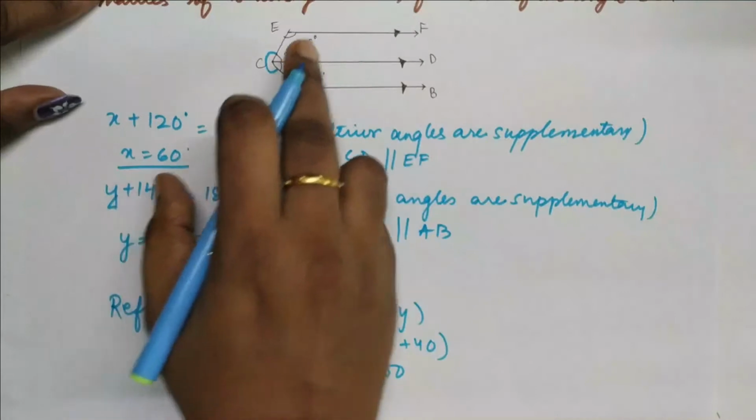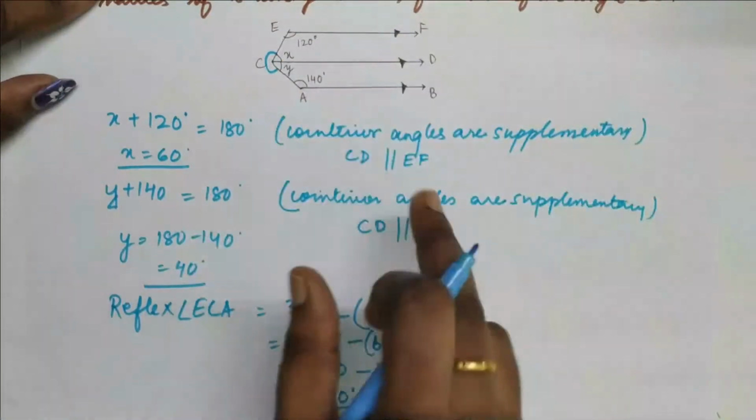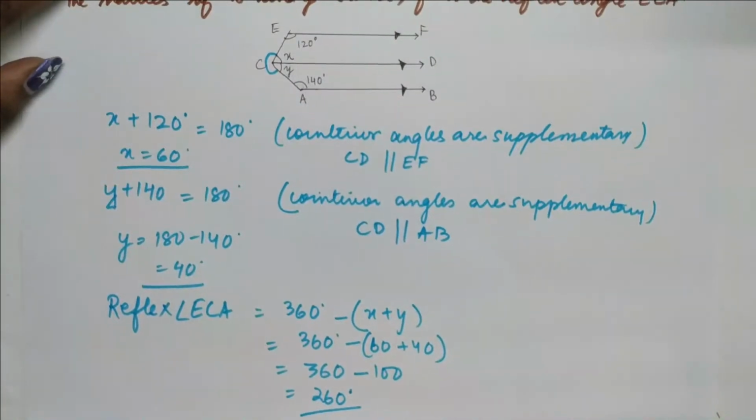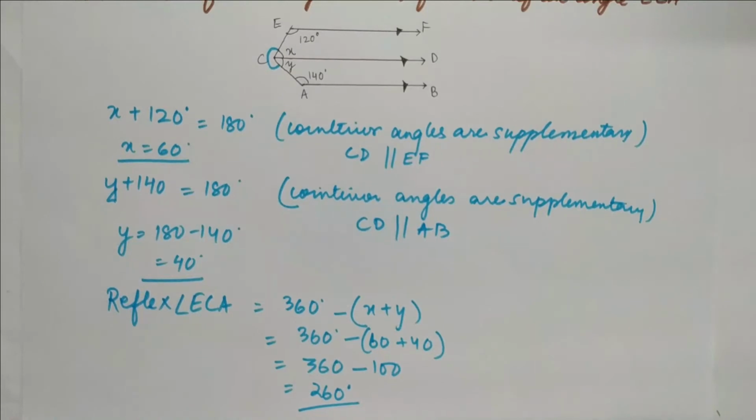So what did we do? We have considered the two parallel lines at a time and used the property of co-interior angles of the parallel lines which are supplementary, and solved the questions to get the solution. I am sure that now you would be able to understand the basic concept of parallel lines.